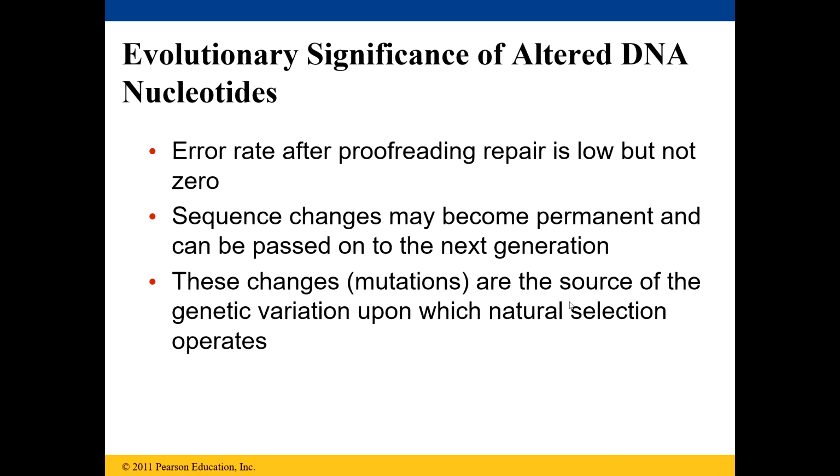What is the evolutionary significance of altered DNA nucleotides? Well, as I mentioned before, the error rate of proofreading repair is low, but it's not 0. So sequence changes may become permanent and can be passed on to the next generation, and we call these mutations. Are these good or bad? We've talked about this before. A lot of times you hear the word mutation and you think it's going to cause some gross abnormality. It could, but many times these provide new genetic information that may actually be better from an evolutionary standpoint.